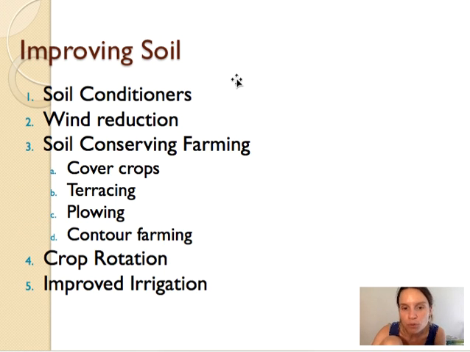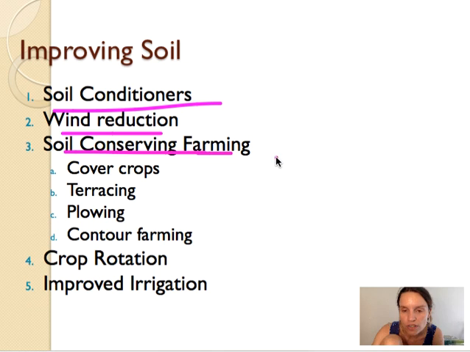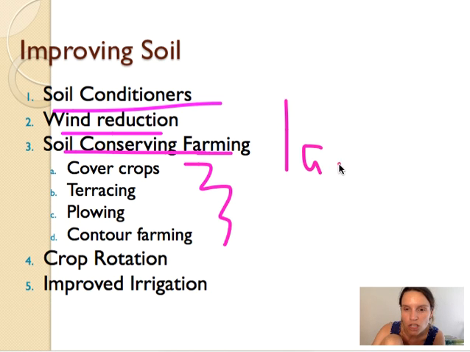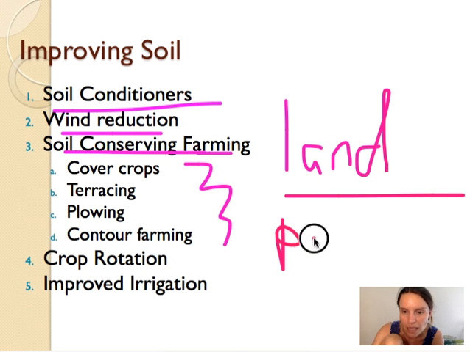In order to improve soil in a meaningful way, these are some of the solutions we can look at. Soil conditioners can change the chemical makeup of soil. Wind reduction over areas of agriculture can reduce erosion. And soil conserving farming is really important. So looking at the lay of the land and the crops you have available and creating the soil and farming plan that makes the most sense for the land, not just for the people. So the land over the people, because there's not going to be any people if we ruin all the land.